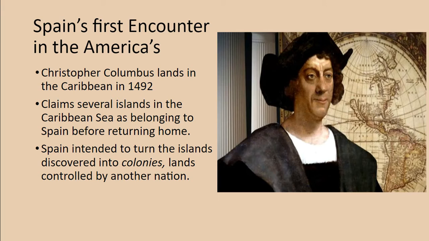Colonies are basically lands in another area that are controlled by a foreign nation. So the Americas were a colony for Spain, and then several other European nations are going to do the same thing. The British are going to colonize in North America. The French are going to do the same thing. Because the Spanish make it to Central and South America first, this is where they're going to start setting up their colonies and controlling those areas. So colonies are lands in another area that are controlled by a foreign nation, or sometimes we'll call it a mother country.